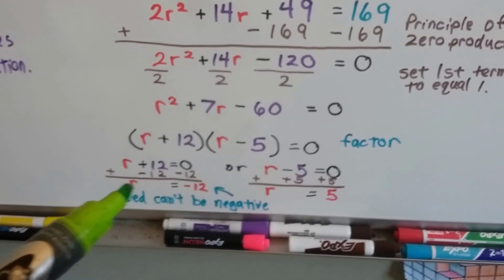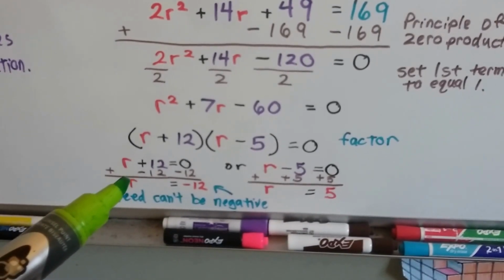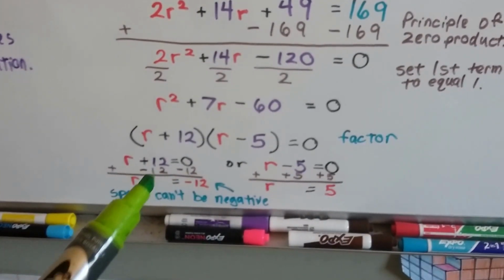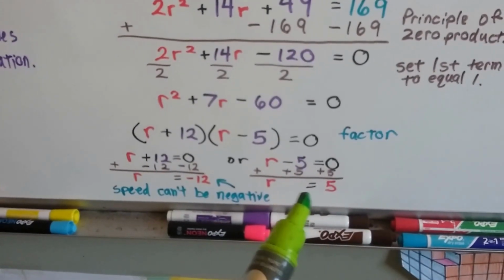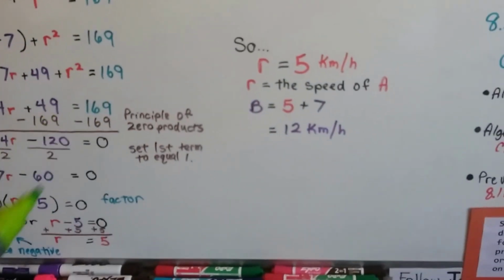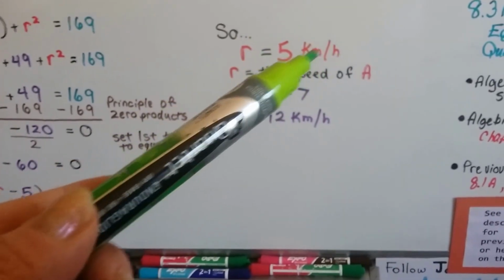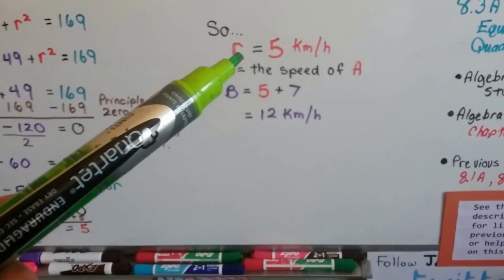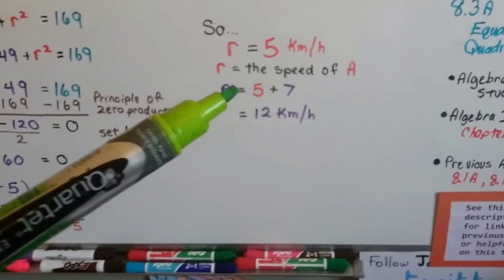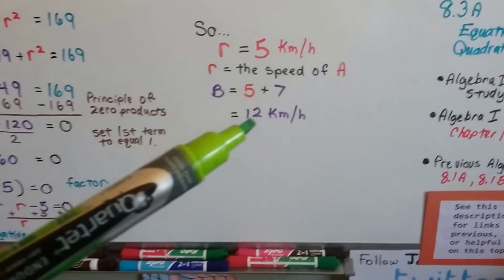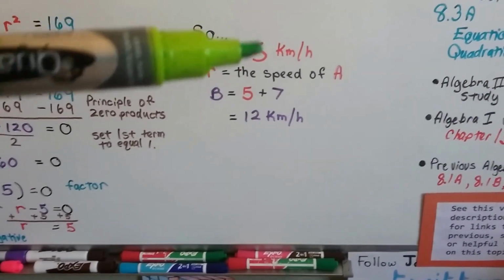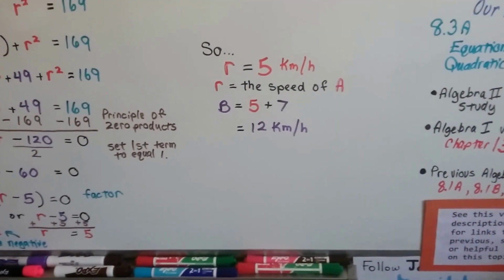But this is supposed to be the rate of Bicyclist A, and it can't be a negative. Speed can't be a negative. So that is not a viable answer. It's got to be r equals 5. Now remember, r is going to be 5, so that's 5 kilometers per hour, and that's the speed of A. And if B was the r plus 7, that means it's 5 plus 7, so B must be 12 kilometers per hour. Now we know the speed of both. A is 5 and B is 12 kilometers per hour.